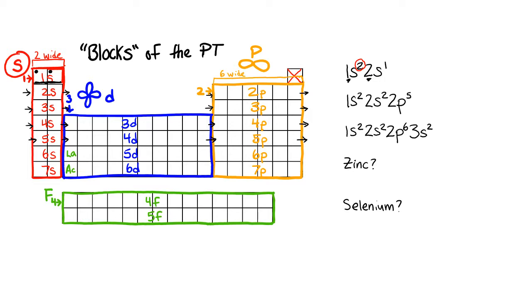Likewise, the maximum superscript for the D block is 10. And the maximum superscript for the F block is 14.